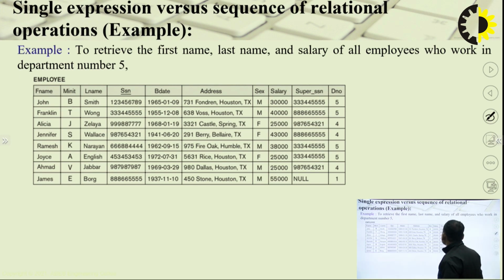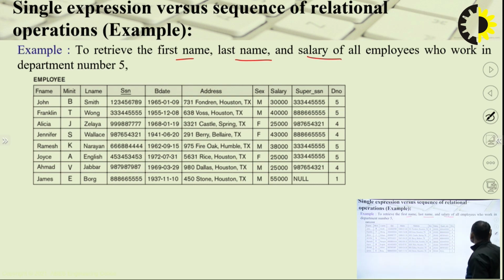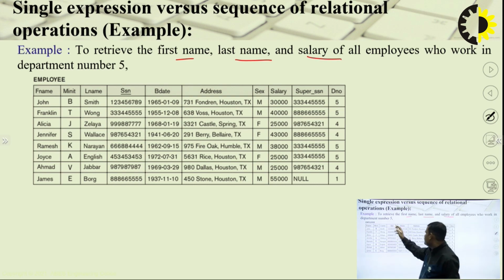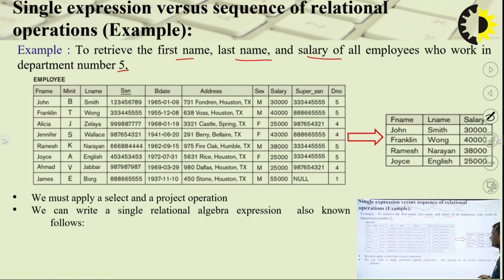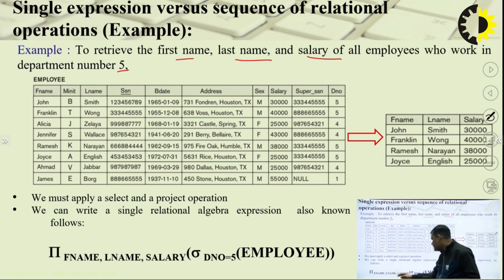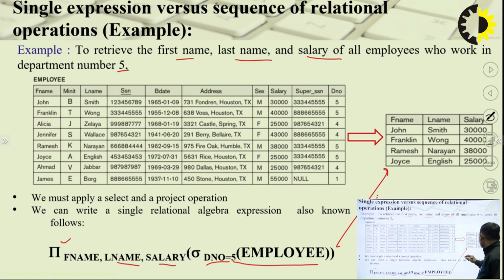Operation as a single expression: retrieve the first name, last name and salary of all employees who work in department number 5. In SQL, first name, last name and salary use the projection operation symbol, and whose department number is 5 is the selection operation. The desired output is these tables.